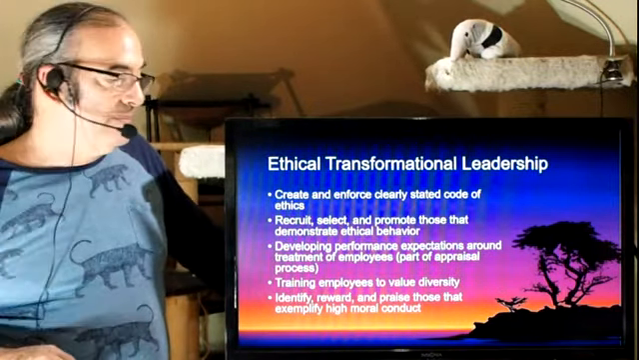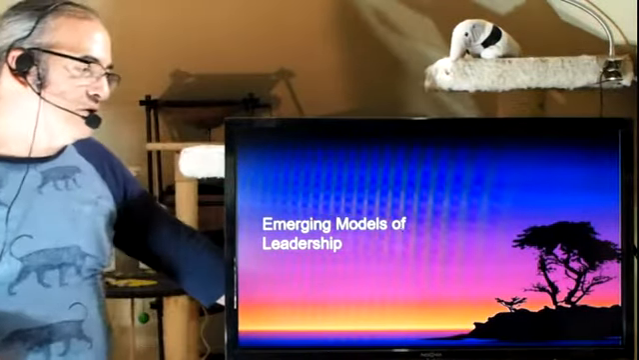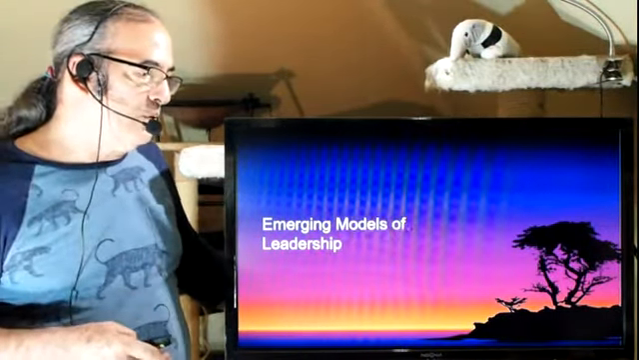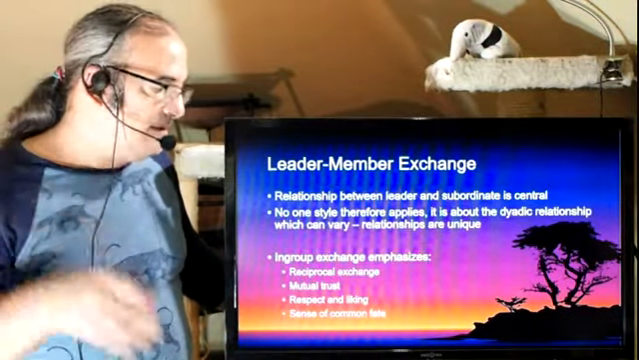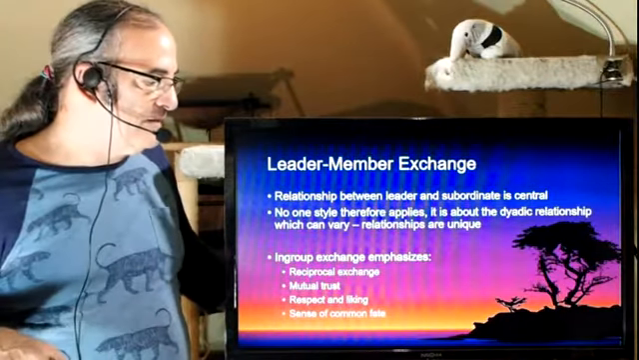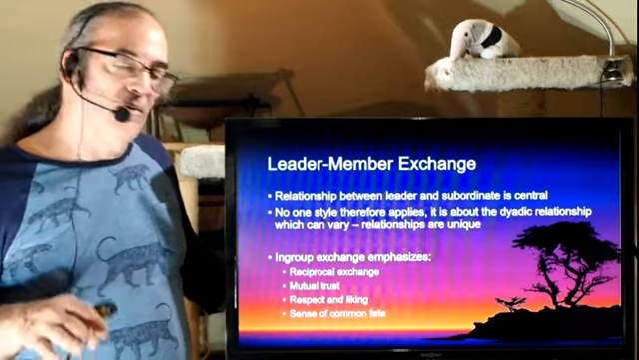Let us move on then. Number 2: emerging models of leadership. The relationship between leader and subordinate is central. Therefore no one's style applies, right? It's about the dyadic relationship, which can vary. Relationships are unique, right? So what are we going to look at?